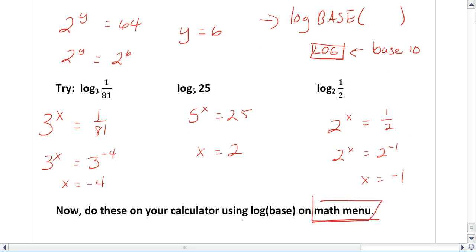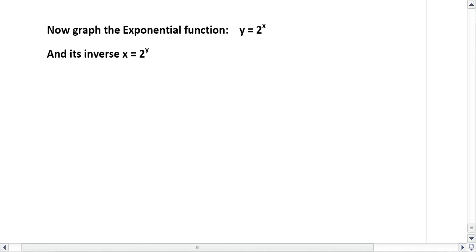So go to the math menu, scroll down to log base, and then enter whichever one of these you want, log base 3 of 1 over 81, and make sure your calc is telling you negative 4, so you know how to use that function on your calc. Okay, it looks like on your notes now I've given you some space to graph the exponential function and its inverse, but I already did that in the introduction. And if you want to look at that graph again, just to remind you, it is on page 354, and I think that's extremely helpful for you to understand that graph so that it makes sense to you where logarithms come from and how they're defined.